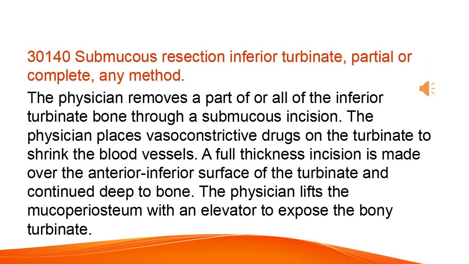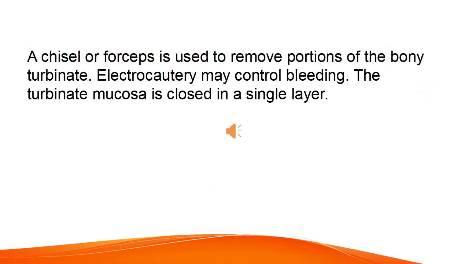Submucous resection, inferior turbinate, partial or complete, any method. The physician removes a part of or all of the inferior turbinate bone through a submucous incision. The physician places vasoconstrictive drugs on the turbinate to shrink the blood vessels. A full-thickness incision is made over the anterior-inferior surface of the turbinate and continued deep to bone. The physician lifts the mucoperiosteum with an elevator to expose the bony turbinate. A chisel or forceps is used to remove portions of the bony turbinate. Electrocautery may control bleeding. The turbinate mucosa is closed in a single layer.